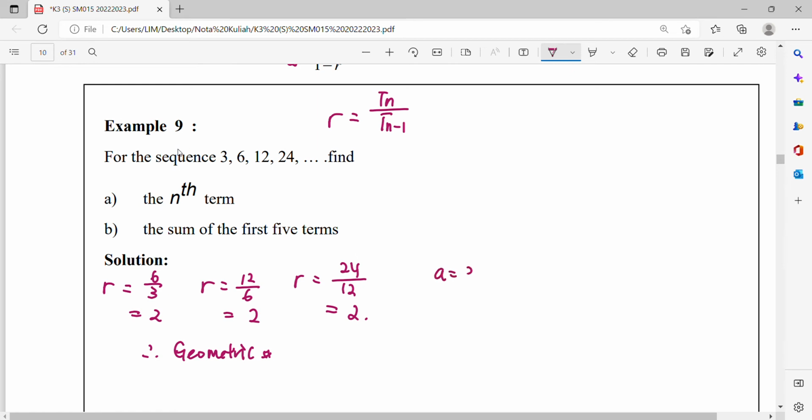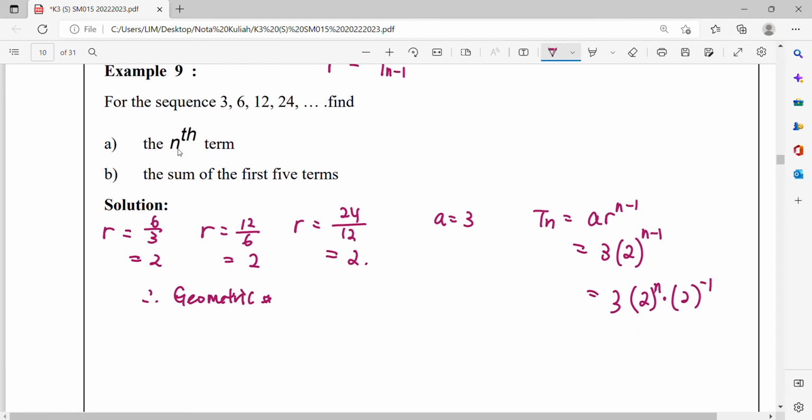A is 3. So Tn will be ARn minus 1, where A is 3, R is 2, n minus 1. So it becomes our indices. Simplify these indices, we can get 2 to the power of n times 2 to the power of negative 1. So take your number 3 times 2 to the power of negative 1, it will be 3 over 2. So it involves your chapter 2 basics again, the indices concept.